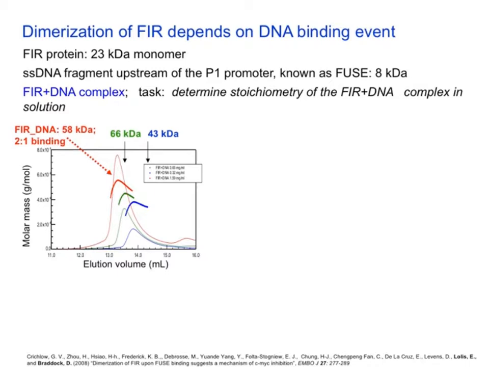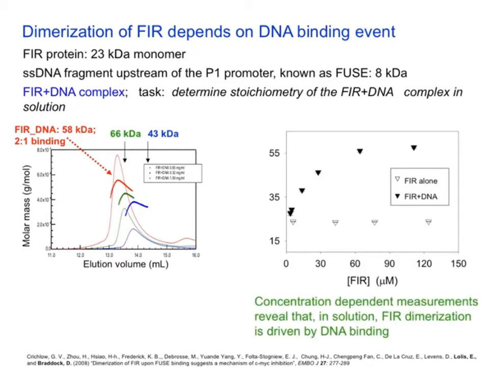Similarly, with increasing protein concentration, we see an increase in the molecular weight at the apex of the eluting peak, with the FIR-DNA complex reaching 58 kilodalton at the highest protein concentration tested. Please note that even though the measured molecular weight is only 58 kilodalton, this protein-DNA complex elutes ahead of the 66 kilodalton molecular weight standard, showing an abnormal elution position for this particular protein-DNA complex.